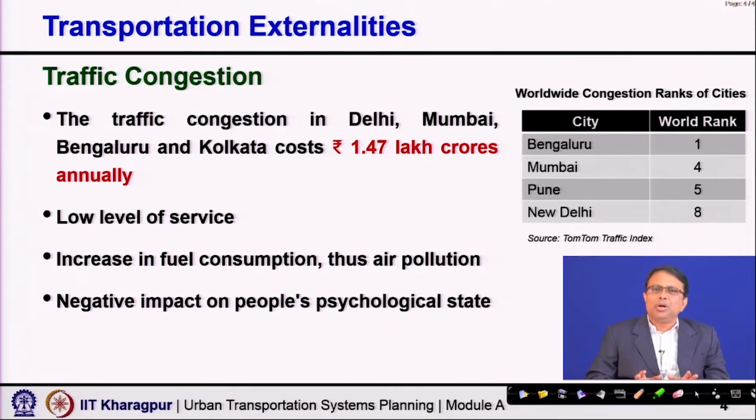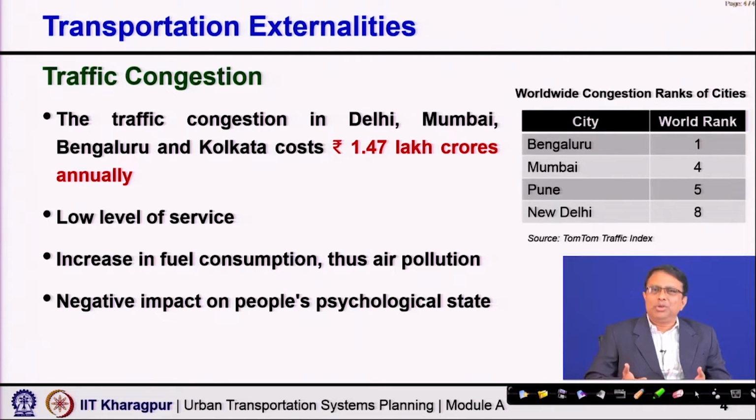Apart from this, what we find is that the level of service is degraded because of the congestion, longer travel time, delays, so the overall quality of service or the level of service goes down. The more the congestion, we are consuming more fuel apart from spending more time, and since we are spending more fuel, travelling for longer time, the engine is on for longer, so naturally we are emitting more.